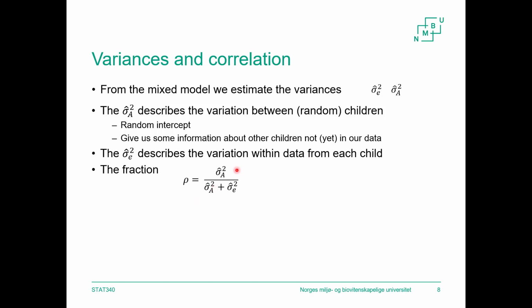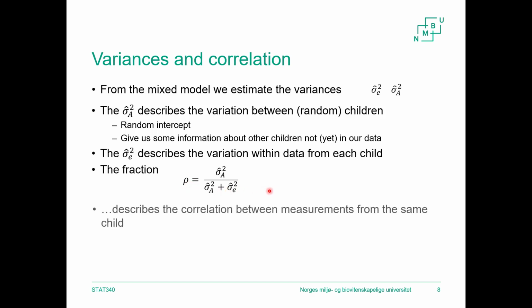So the fraction here, if you take this variance and divide by the sum of the 2, and we call it with the Greek letter rho here, this is what we call the correlation between the measurements from the same child. It's actually the correlation between the measurements from the same child. And then you can see that if this is close to 0, it means that this variance is small compared to this variance here. Right? If this one is a small value and this is a big one, then this fraction comes close to 0.